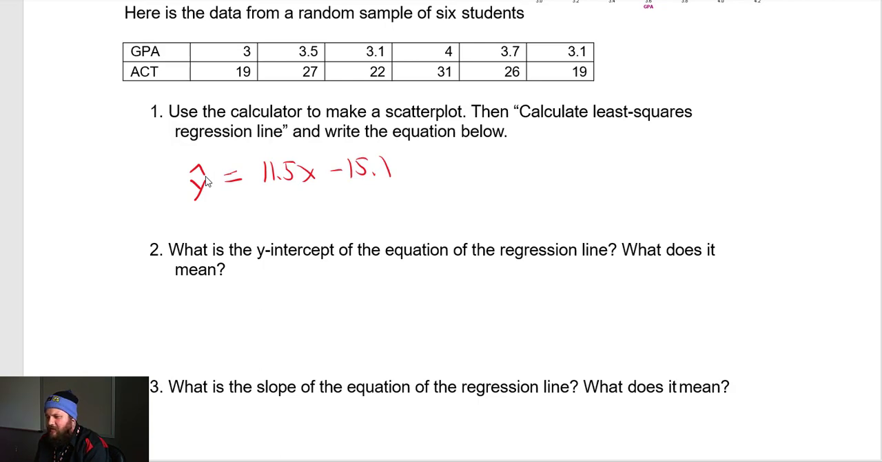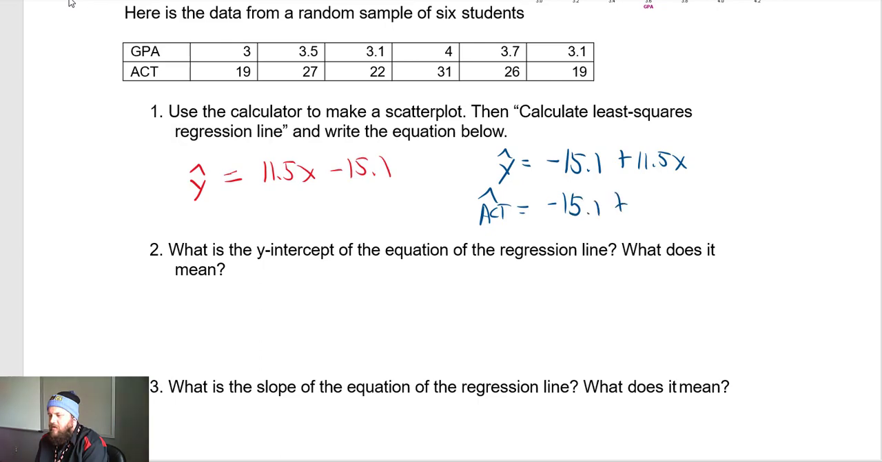Now, to write that similar to how we wrote it earlier, if we're going to be consistent, which you need to be, that's going to be y-hat equals negative 15.1 plus 11.5x. In other words, the ACT score is dependent upon your GPA.